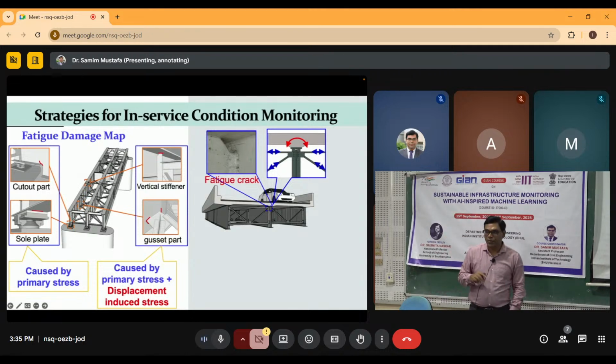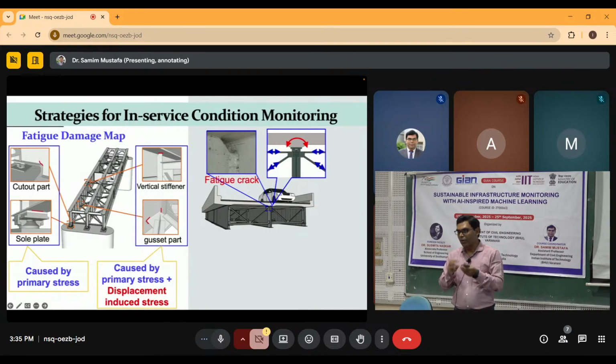As you know, fatigue damage usually occurs at locations where multiple members are connected, because that is where the members deform from different directions due to the live load, and accumulation of stress happens. Those are the hotspot kind of connections. Fatigue damage always occurs in the region where multiple members are connected.